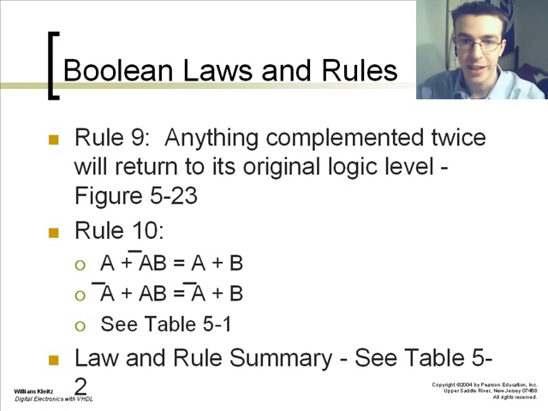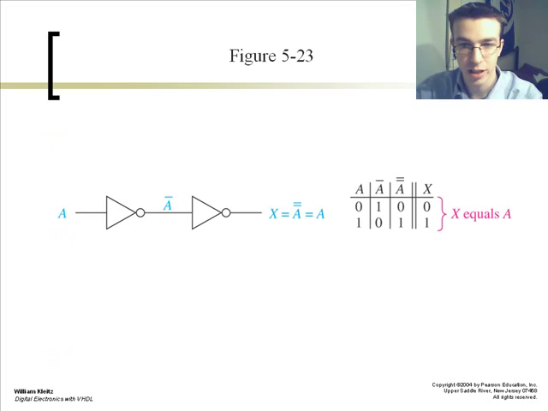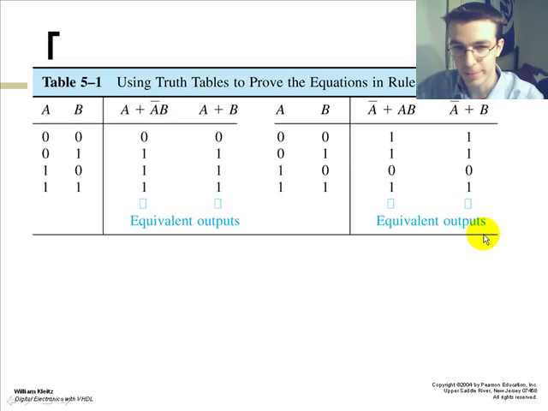Rule 9: anything complemented twice will return to its original logic level. And Rule 10. We will show through the table exactly how these two equations are manifested. This is Rule 9. We have our A going through the inverter, so it switches sign once, and then going through another inverter, it switches sign again. So X equals the double negative of A equals A, as shown in the truth table.